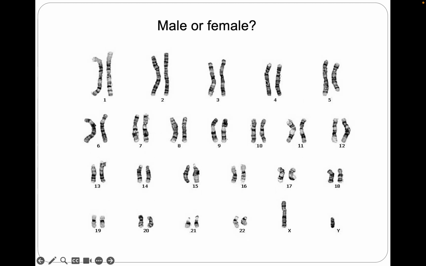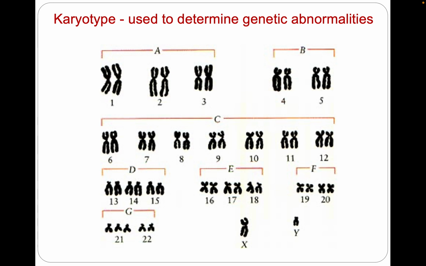All right, how about this karyotype? Is this individual biologically male or female? Good, X and Y. So this karyotype is biologically male. All right, karyotypes can also be used to identify genetic abnormalities. All right, and if you look as we go through, see if you can spot the abnormality in this karyotype.